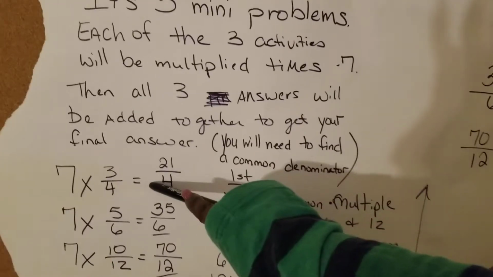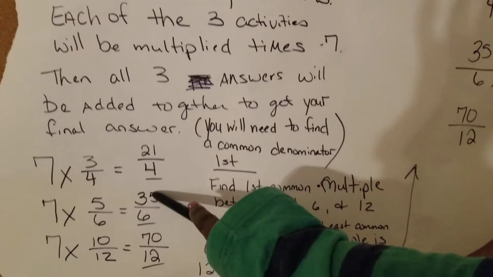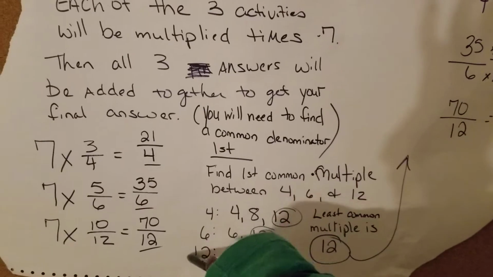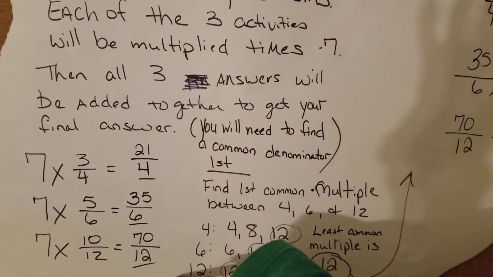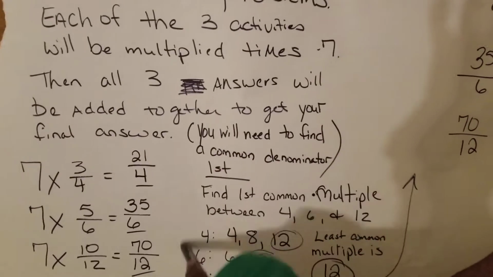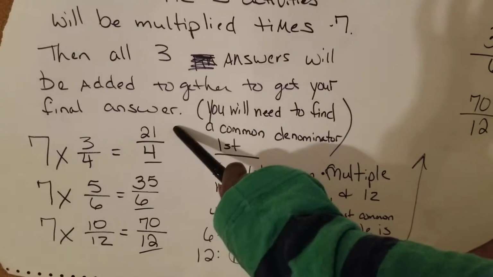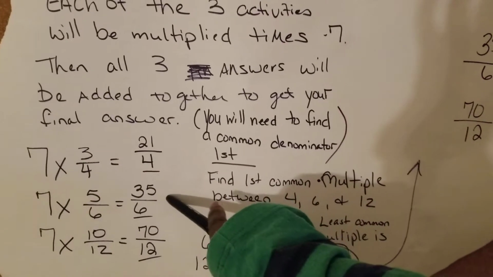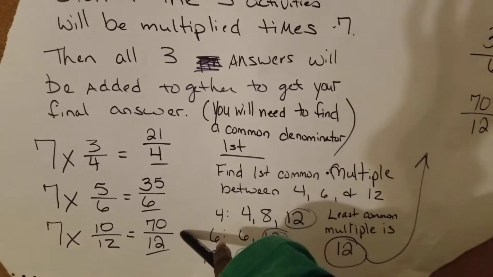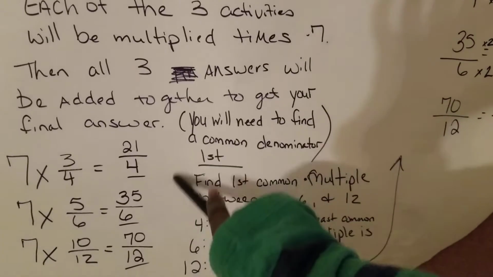So we have 7 times 3/4, 7 times 5/6, and 7 times 10/12. Now, when we get to the end of this, after we figure these out, which I've already done for you, 7 times 3 is 21 over 4, 7 times 5 is 35 over 6, and 7 times 10 is 70 over 12. So I've already done those for you.